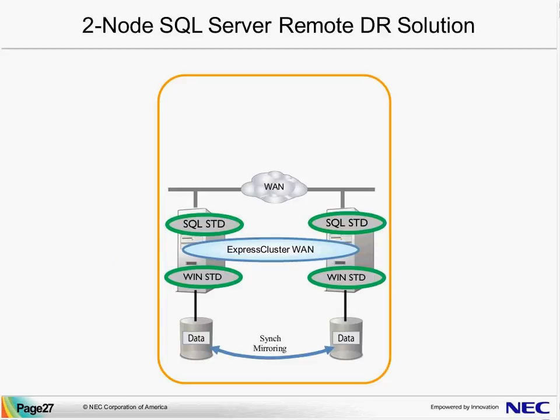So that's where the WAN edition comes in. ExpressCluster WAN is optimized for deployment over wide area networks to enable fast recovery even over long distances. And it can still support synchronous data mirroring, but also has the ability to use asynchronous data mirroring if there's only very low bandwidth or a very dynamic, bursty type of network available between the sites.